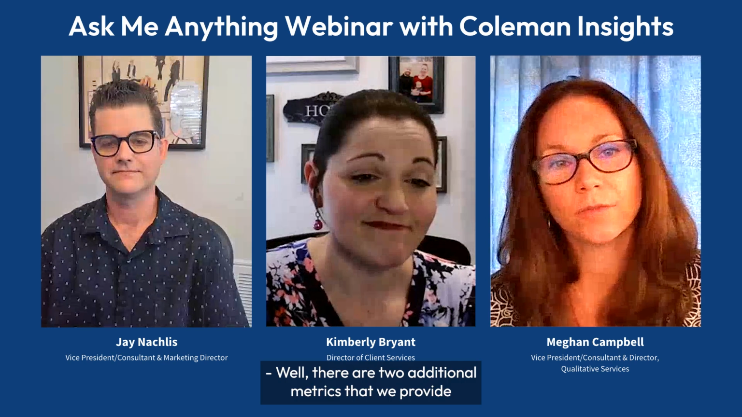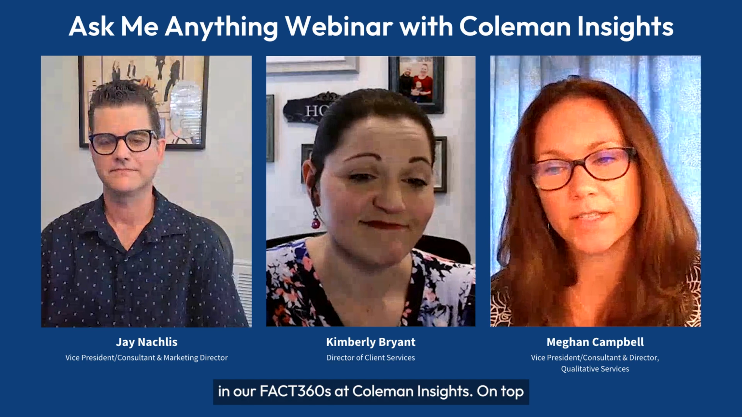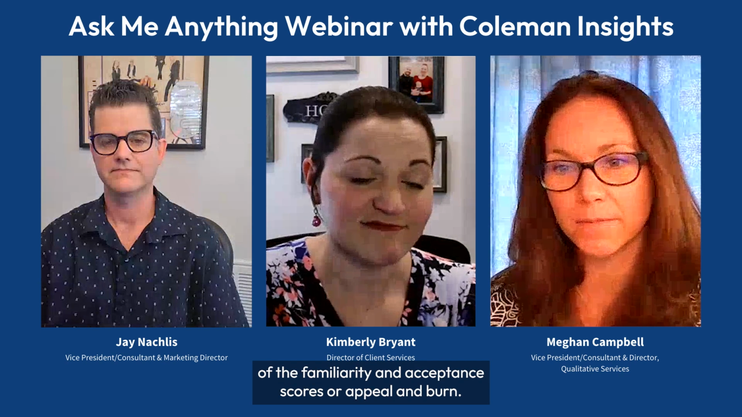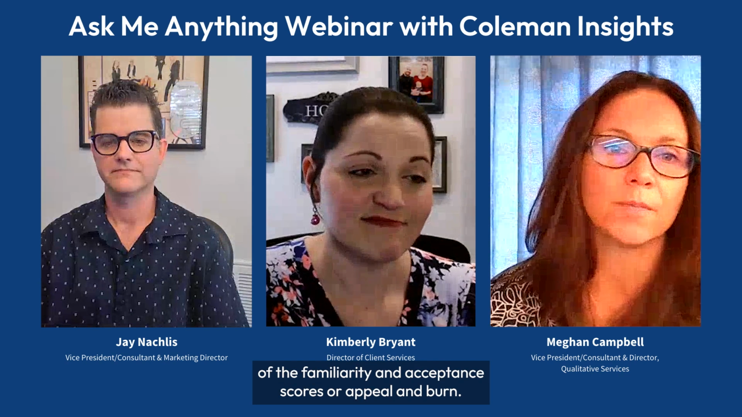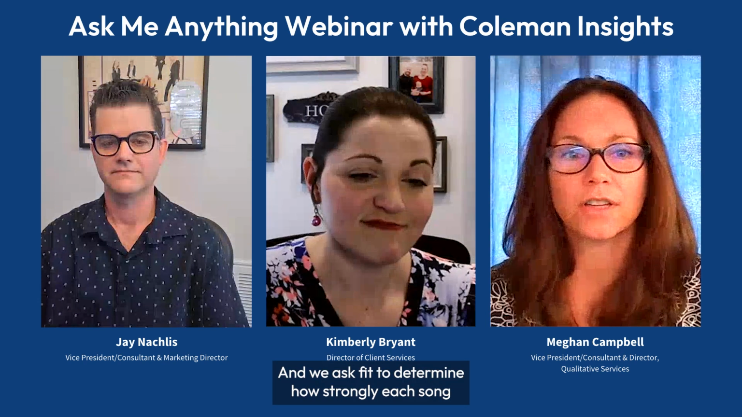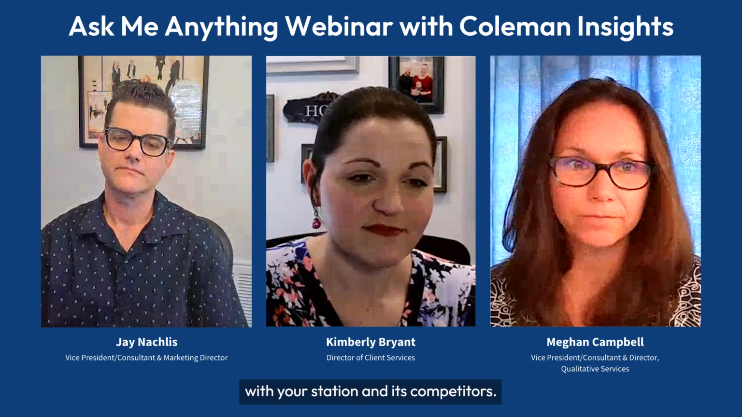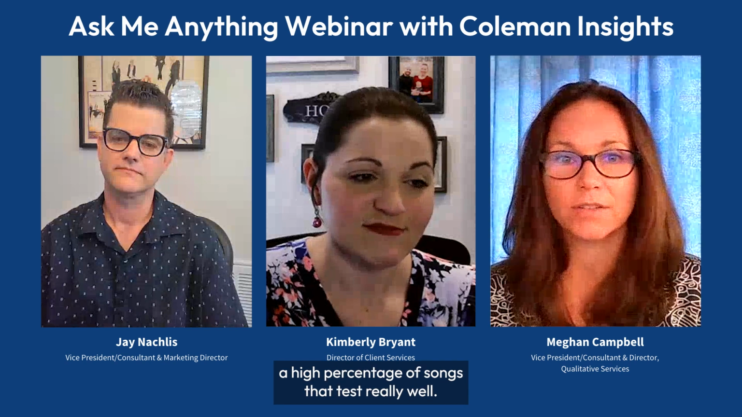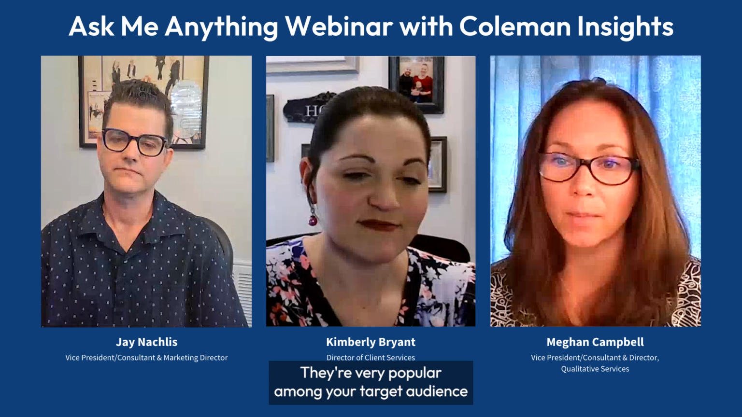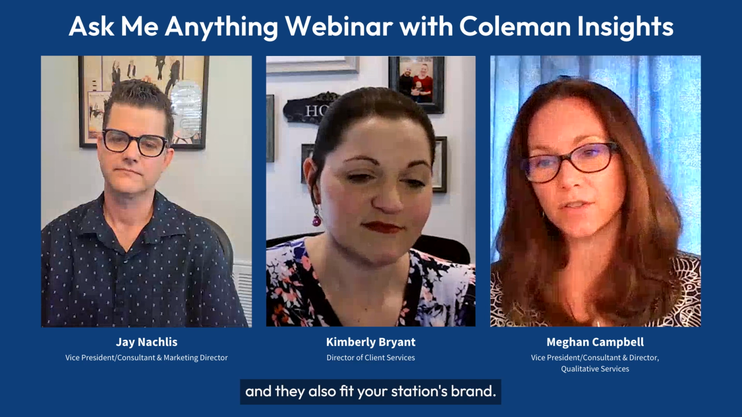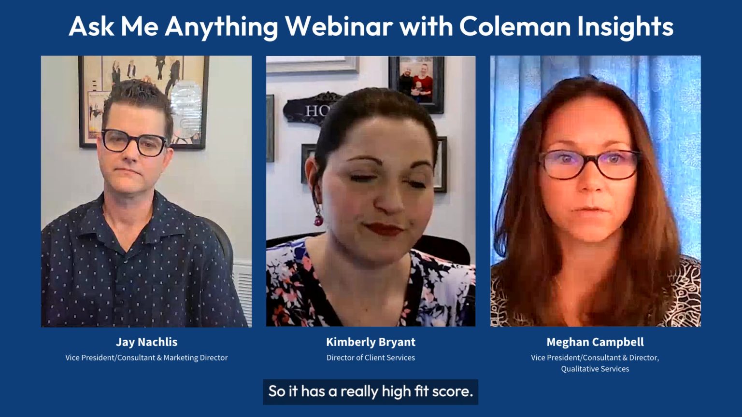Well, there are two additional metrics that we provide in our Factory 60s at Coleman Insights, on top of the familiarity and acceptance scores or appeal and burn. We ask fit to determine how strongly each song in your test is associated with your station and its competitors. So ideally, your radio station would be playing a high percentage of songs that test really well. They're very popular among your target audience, and they also fit your station's brand. So it has a really high fit score.